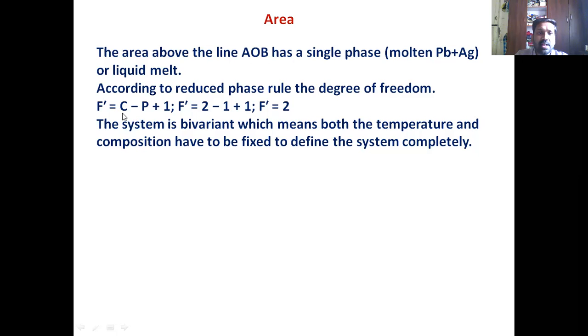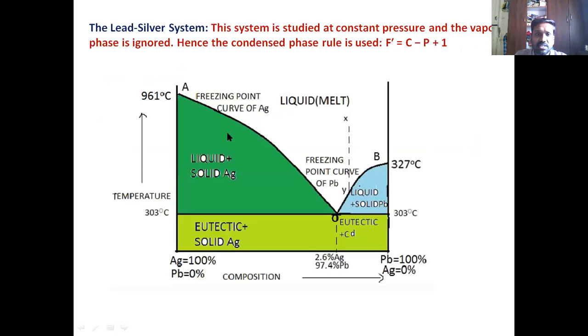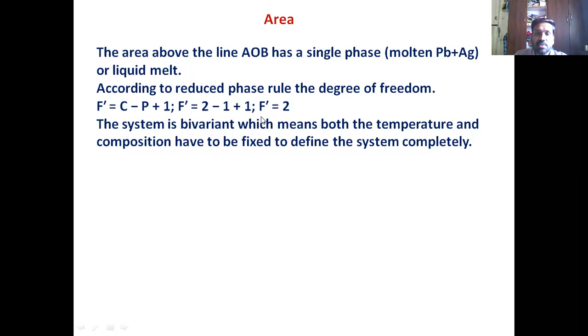So for this area, the number of components was 2. Is it not? See this? Solid plus liquid. This area contains 2 components, silver plus lead. Here, liquid contains silver and solid has lead. So 2. If you do this, 2 minus 1 plus 1, F is equal to 2. That means the system is bivariate. So what do you mean by bivariate? Both temperature and composition have to be fixed to define the system.